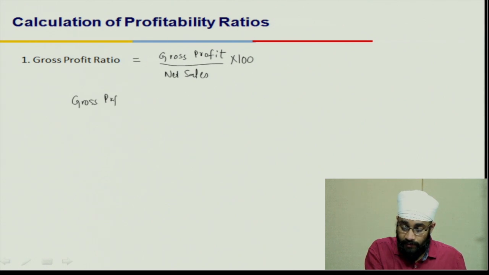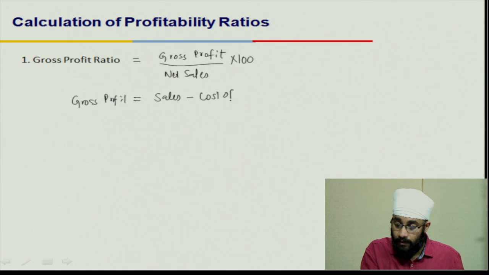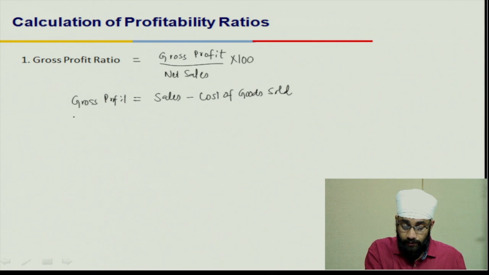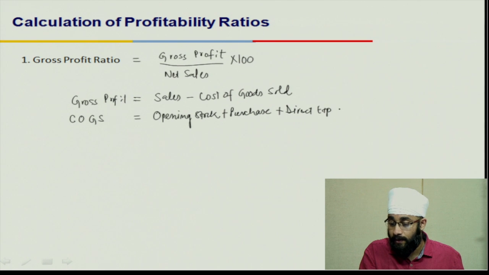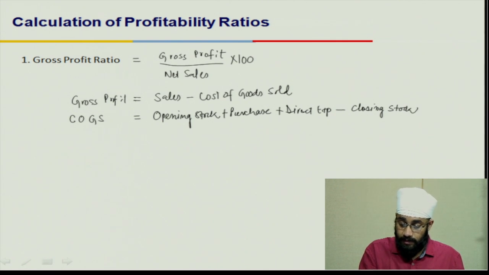Gross profit is equal to sales minus cost of goods sold. And then we also need to figure out what cost of goods sold is, which is equal to opening stock plus any purchase of stock plus any direct expenses and minus the stock left over, which is the closing stock of the business.